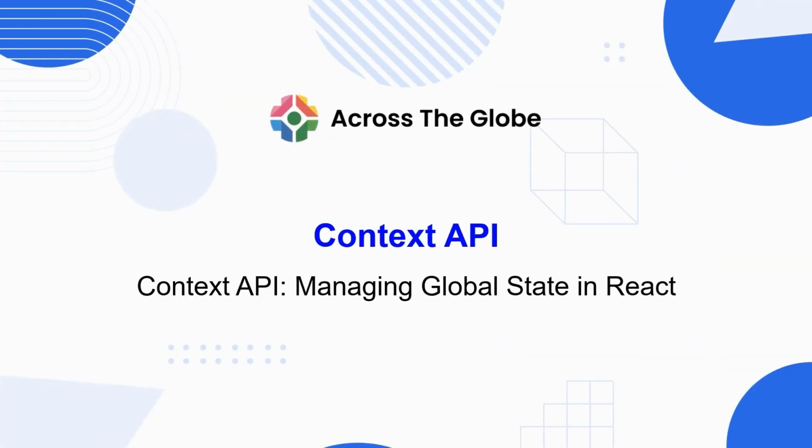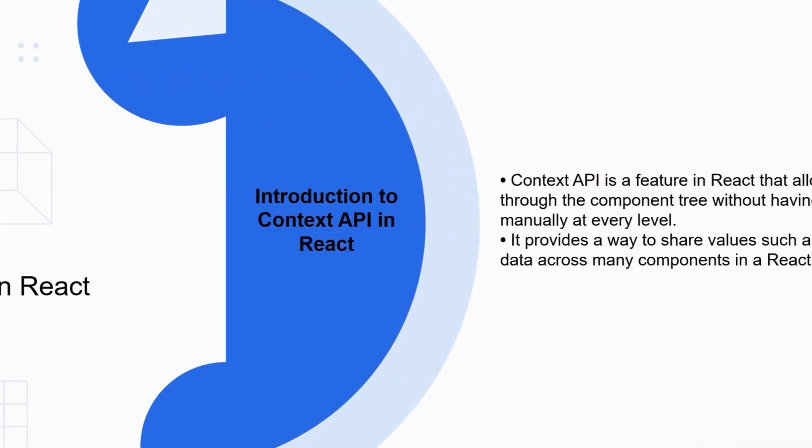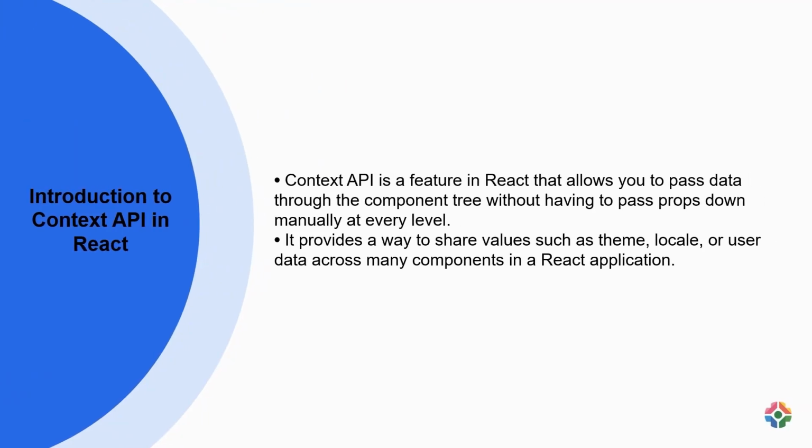Today we will learn about Context API. The Context API in React facilitates the sharing of data across components without the need to pass props manually at each level. This feature becomes beneficial when multiple components require access to shared values like theme, locale, or user data.